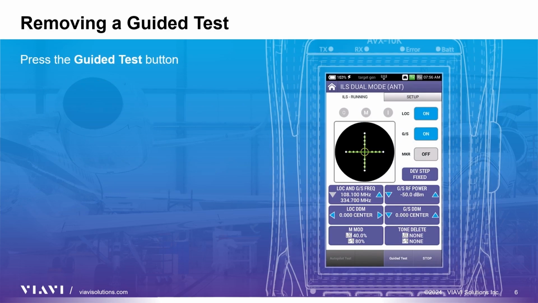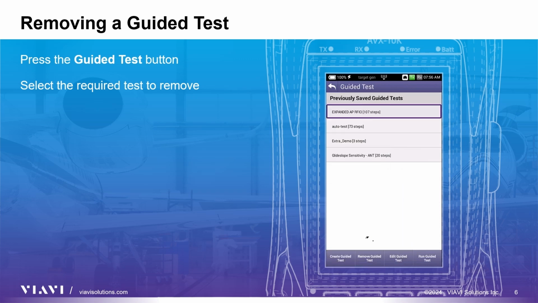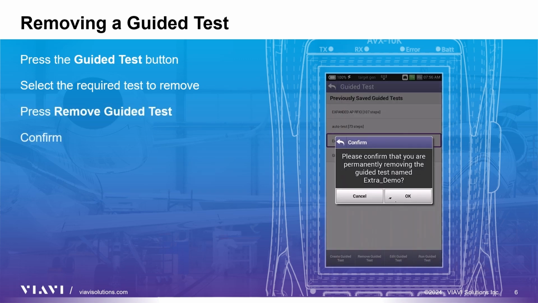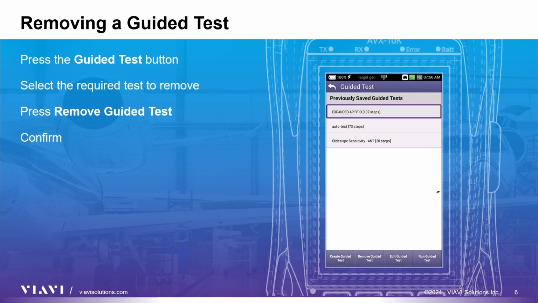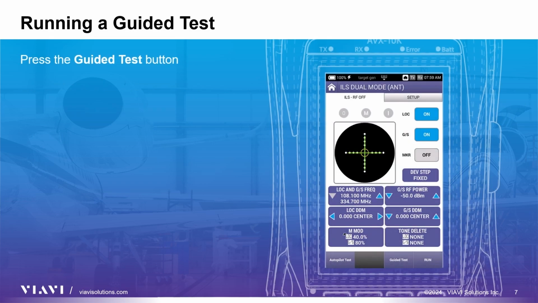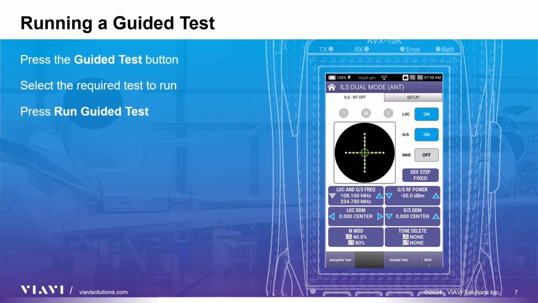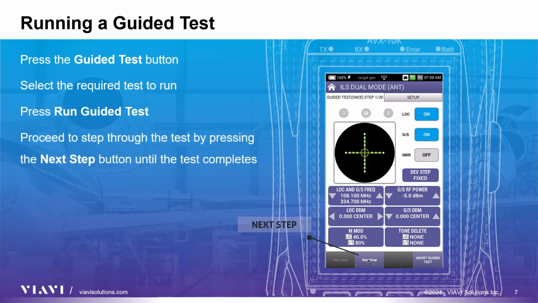Deleting an existing guided test is straightforward. From the guided test menus, select the test that you would like to remove from the list of guided tests. Press the Remove Guided Test button and confirm. Running a guided test is also straightforward. Select the test that you would like to run from the list of guided tests and press the Run Guided Test button. The test will begin and will continue as defined, either advancing each step after a delay or waiting on a key press.